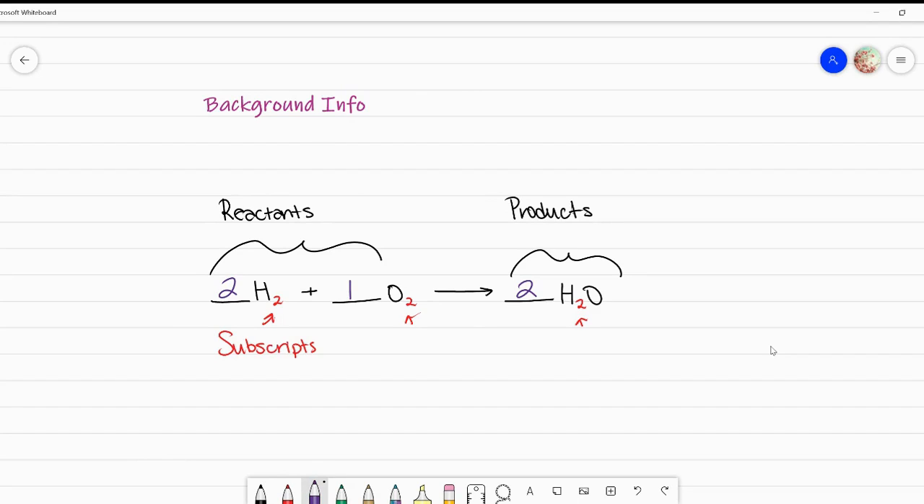And then for our coefficients, those would be like these, those are in front of the substances and you multiply these coefficients by the subscripts. So for this hydrogen, we would multiply 2 by 2 to have 4. And then if you look on this side, 2 times 2 equals 4. I just want to say, this line is not an equal sign. It's more of like a produces sign, a reacts to form sign, just to let you guys know.